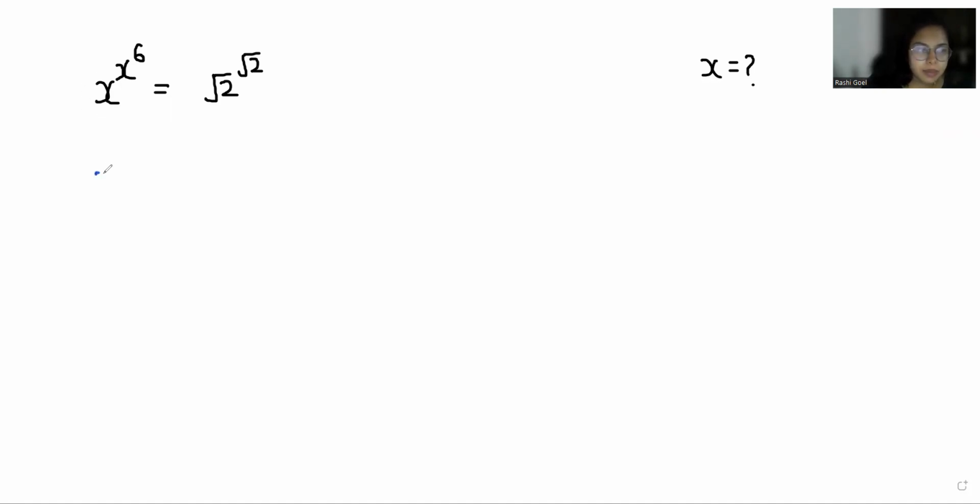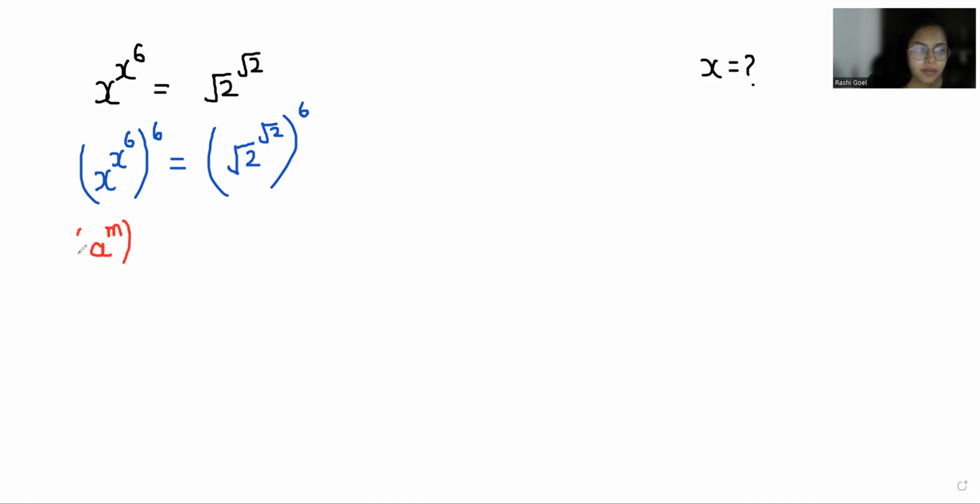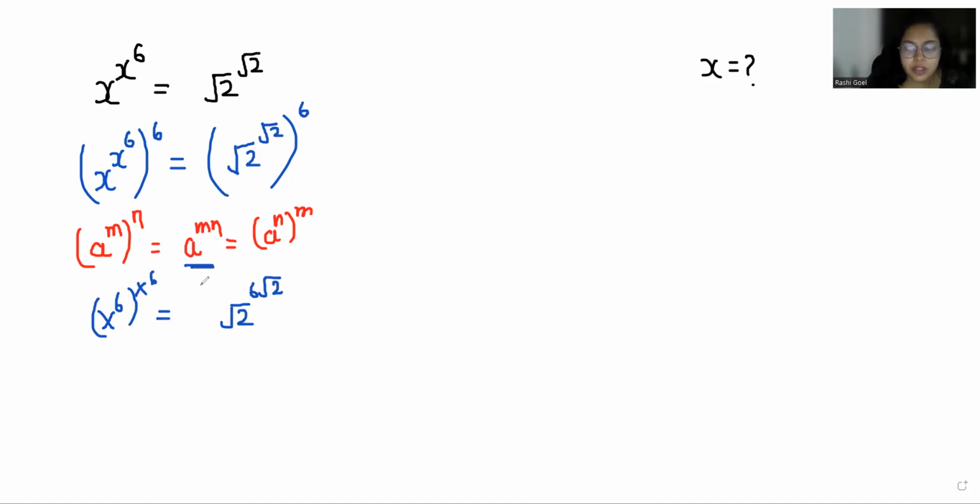So first I am going to raise both sides to the power 6. Now according to the exponent rule, (a^n)^m, we can write it as a^(mn) or (a^m)^n. So we can write this as (x^6)^(x^6) = (√2)^6 times √2 with the help of this. Now x^6 = √2.